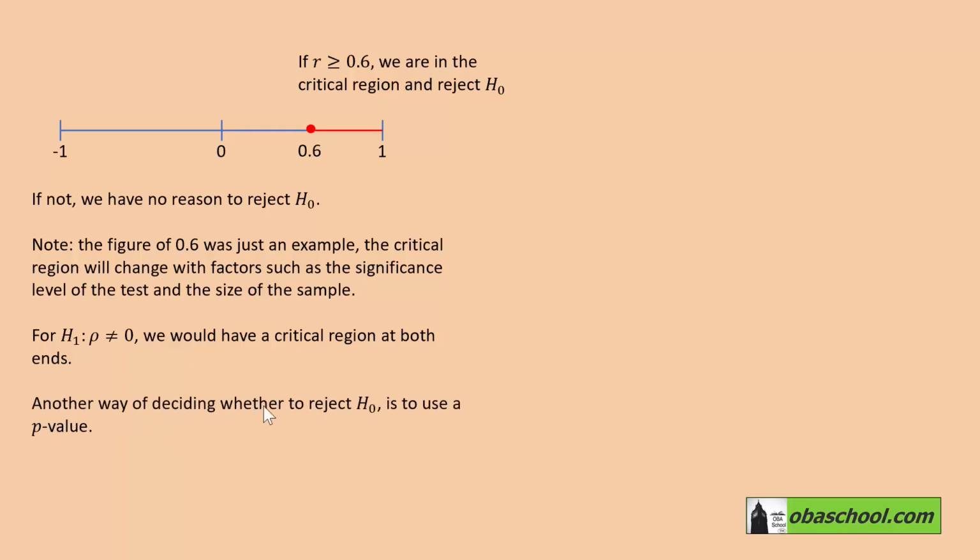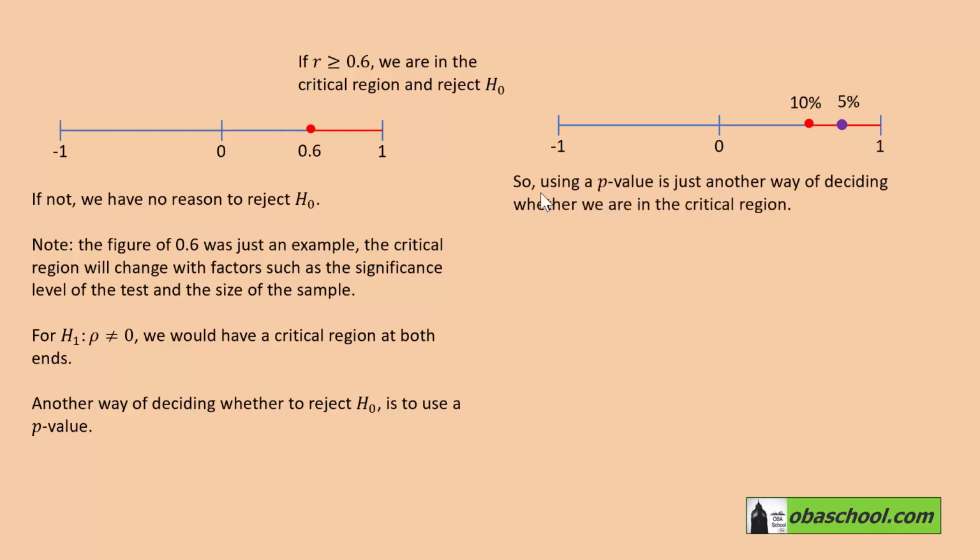Another way of deciding whether to reject H0 is to use a p-value. So let's suppose once again that this is a critical region and we have a value here where we're testing at the 10% level, and this value corresponds to a 5% level. Then we would know that it's in the region. Let's just explain that just a tiny bit further. Using a p-value is just another way of deciding whether we are in the critical region.